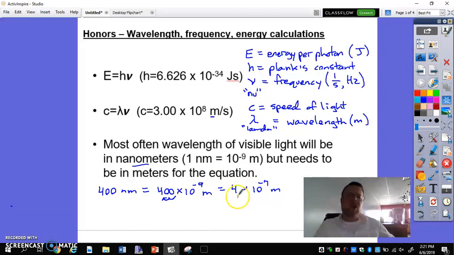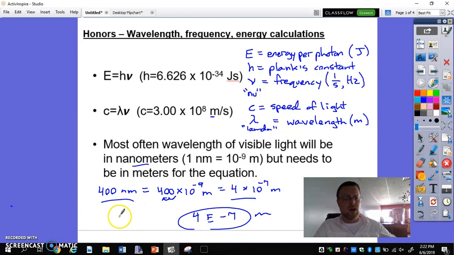Okay, so your calculator will often spit out numbers that look something like that. So if you saw 4e to the negative seventh power for a wavelength in your calculator, like this, 4e negative seventh, that many meters would be the same thing as 400 nanometers.